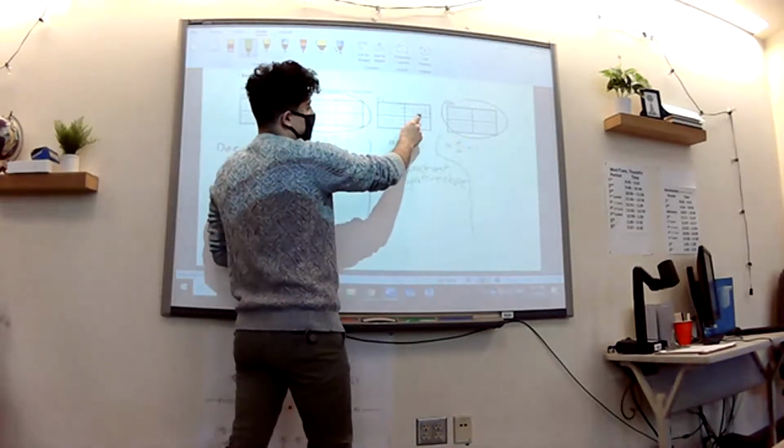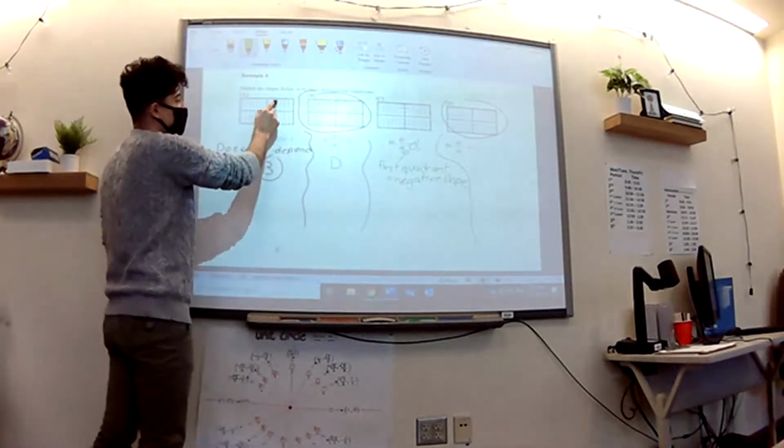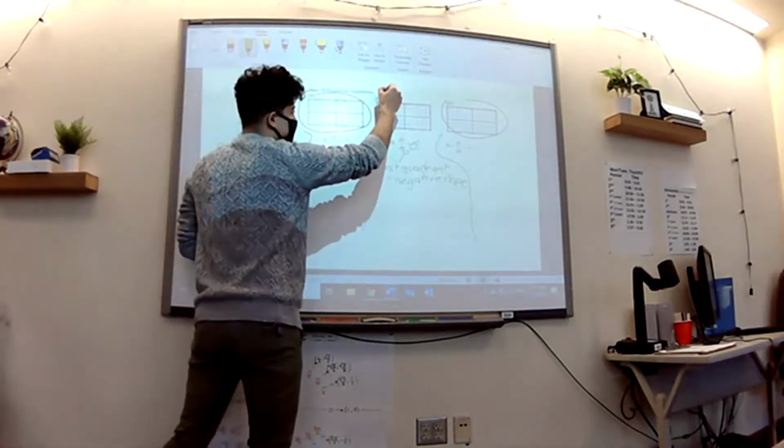Okay, cool. So here's my first quadrant. All of these are negative slopes. Is that true over here? No, all of these are positive slopes. This one has to be C.